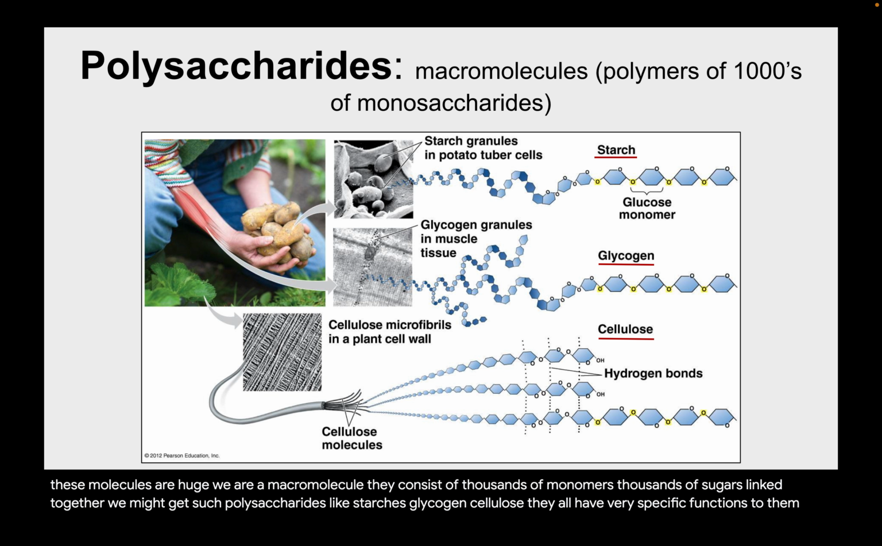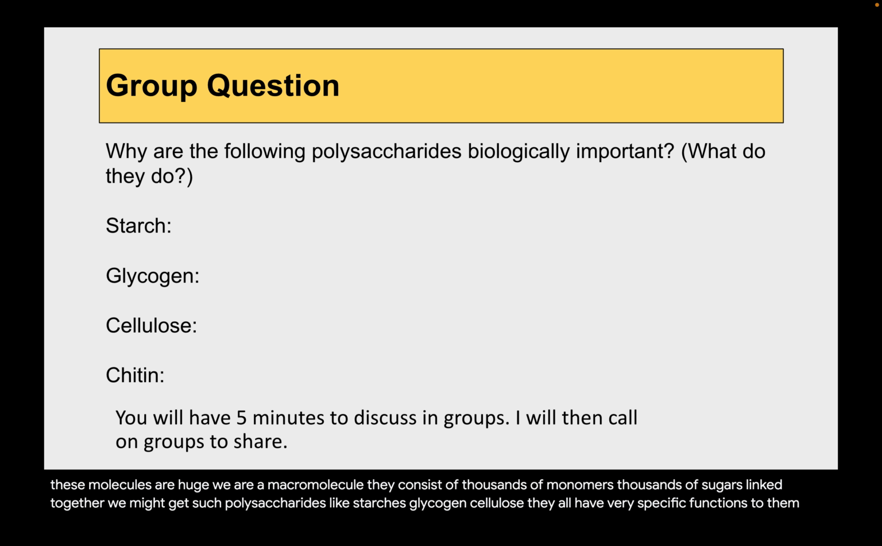These functions are ones that I'm going to have you do a little research on and figure out what they do. So you might have to use your computer to figure out what starch is and why it is biologically important. How do organisms use starch? Same for glycogen, cellulose, and chitin.